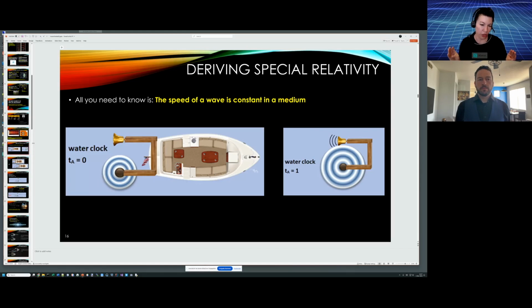So all you have to know, the speed of a wave is constant. Like a water wave. So here we have a water clock. It's very simple. We have this boat. There's a bell here. There is something like a stick or rock that you drop in the water, right? And then the wave spreads in all directions. And we call the water clock, it makes one tick when the waves start to hit the bell. That's what we call one tick.